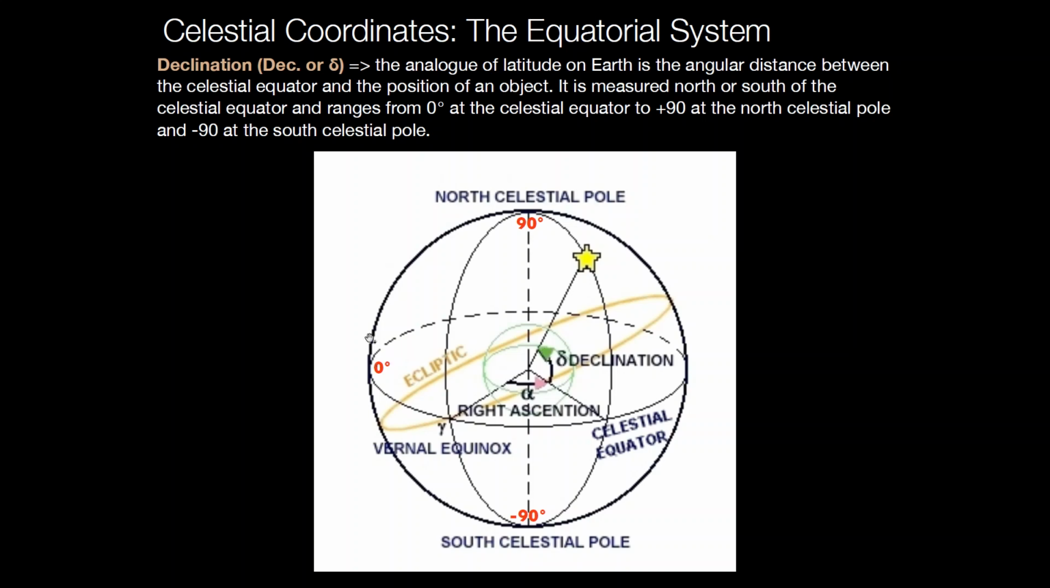So for example, the declination of the equator is 0, in the same way that the latitude of the equator is 0. The declination of the north celestial pole is 90 degrees, and the declination of the south celestial pole is minus 90 degrees.